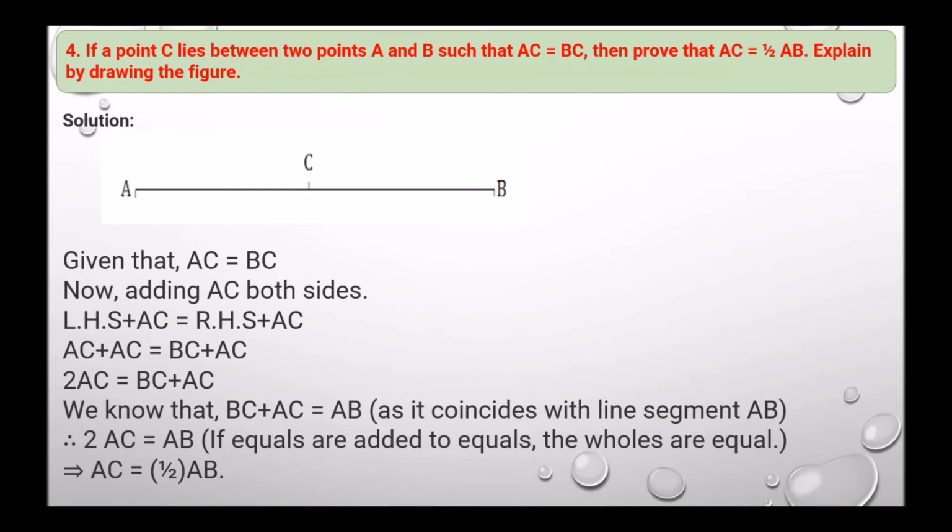Next, if the point C lies between 2 points A and B such that AC equals BC, then prove that AC equals half AB. Explain by drawing the figure.